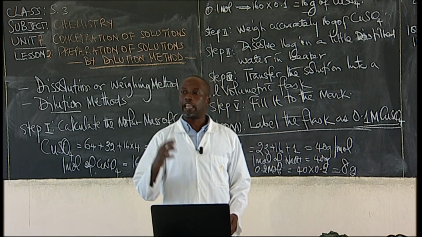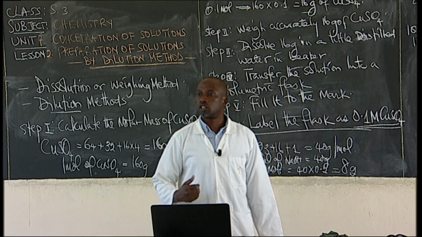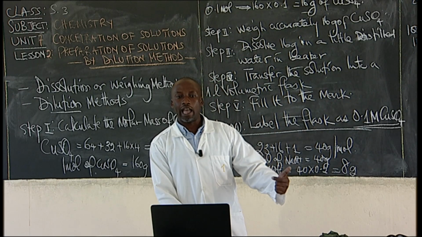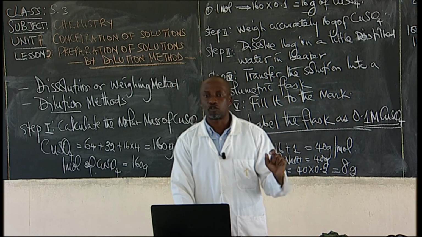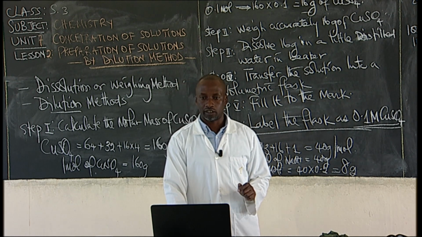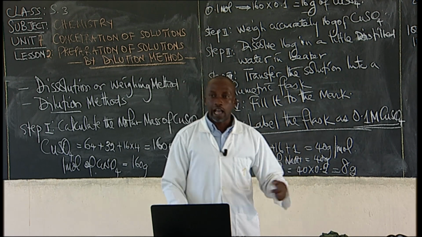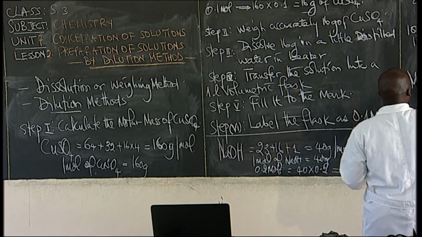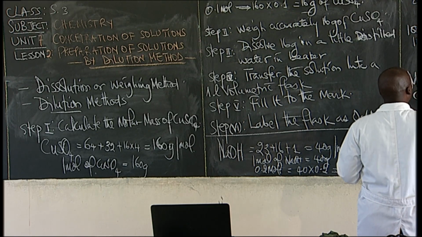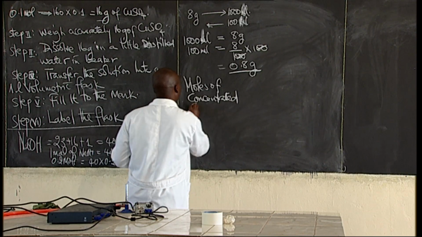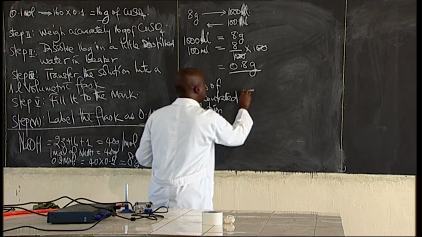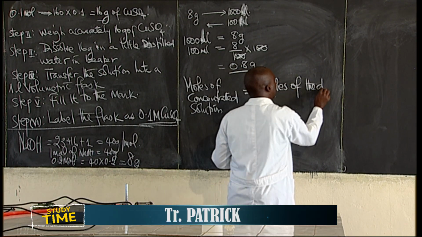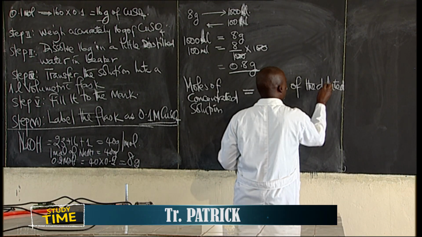In the dilution method, we add water to reduce the concentration. Take note of this: when water is added, it does not change the number of moles of the solute that is present. So here, what do we need? We need to know that the moles of the concentrated solution is equal to the moles of the diluted solution.